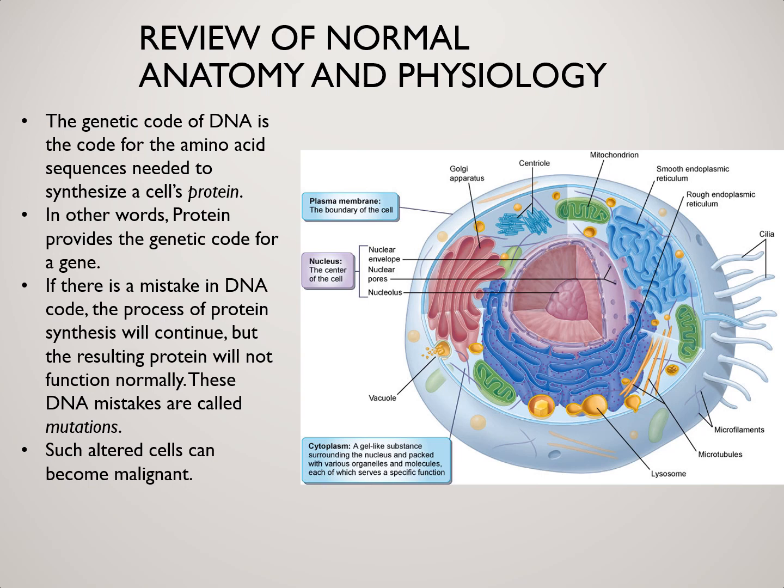So if at any point there's a mistake in that DNA genetic code, in those instructions and that roadmap, the process of protein synthesis continues on, but the resulting protein does not function as normal. Those are called genetic mistakes, called mutations. These mutated, altered cells have the potential to become malignant.